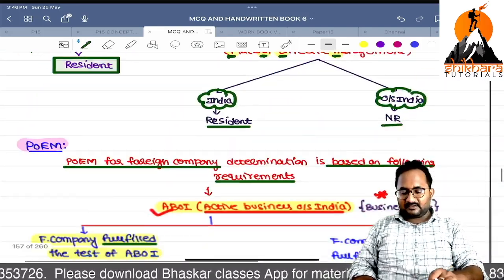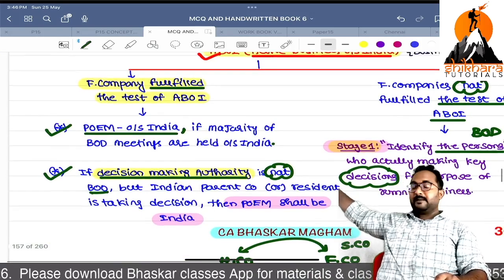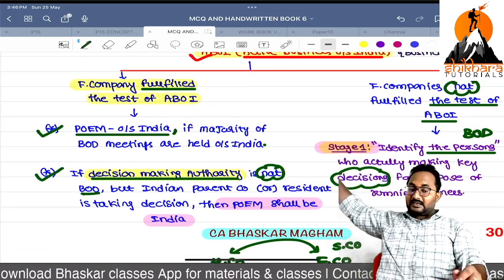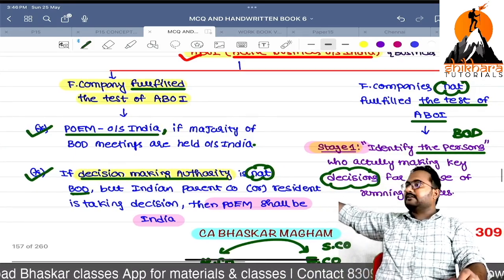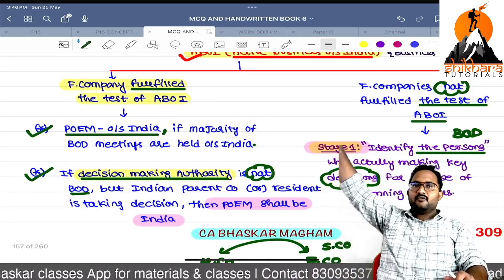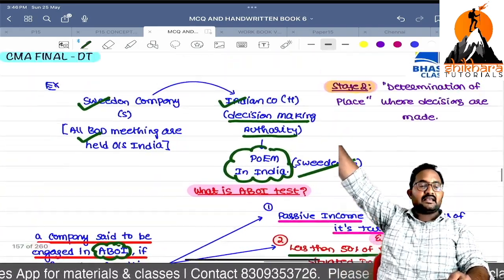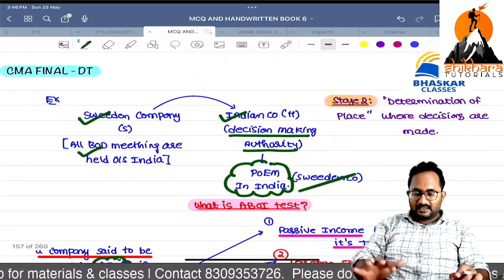If active business outside India is satisfied, depends upon the majority of board meetings, we can decide. If active business outside India is not satisfied, 2 stages we have to follow. Where they are taking the decision, sorry, who are taking the decision. Next question: where they are taking the decision. Based on that, we can decide the POEM.